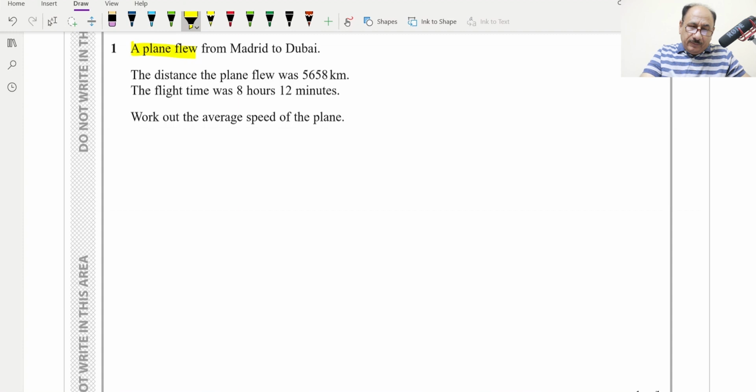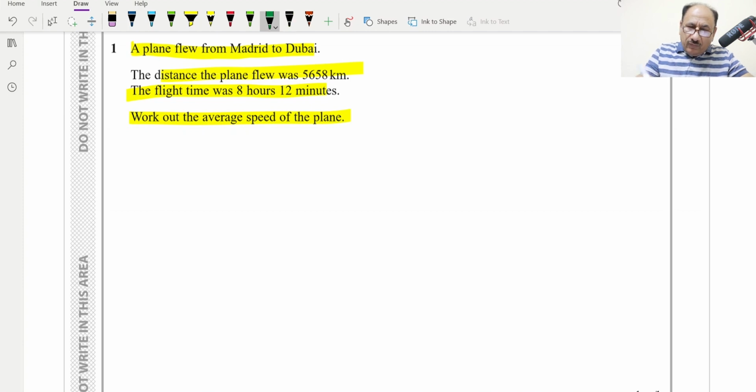Let us start with question number one. A plane flew from Madrid to Dubai. The distance the plane flew was this many kilometers, and the flight time was 8 hours and 12 minutes. Work out the average speed of the plane.